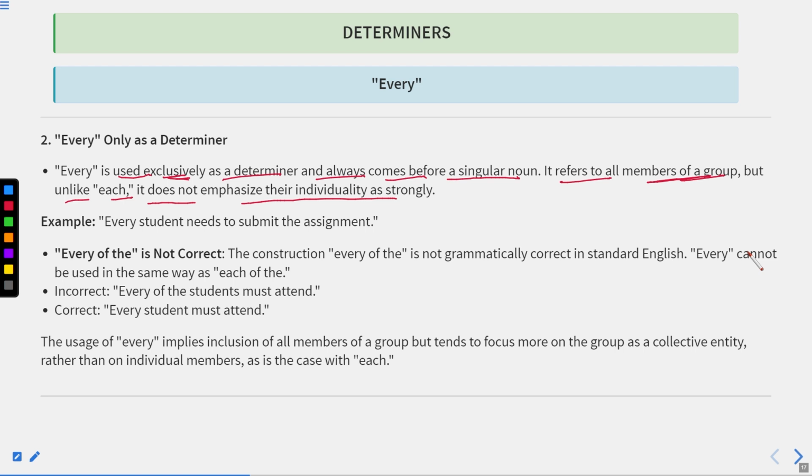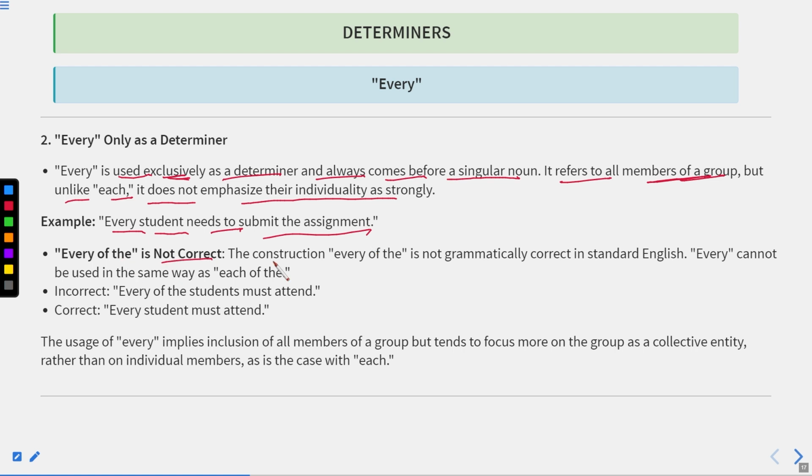For example, if you talk about every member, it means we are covering all the members, but we are not emphasizing them individually. We are talking about all of them collectively. Every means that we are focusing on everyone, but collectively. Every student needs to submit the assignment. If I say every student needs to submit the assignment, it means all the students, but every one of them individually should submit their assignments.